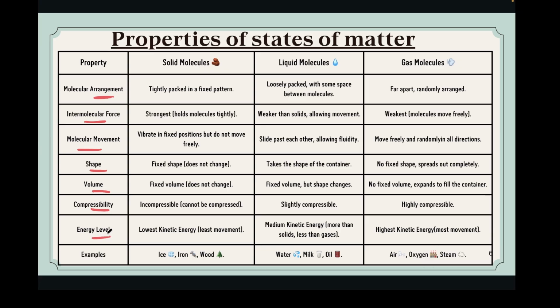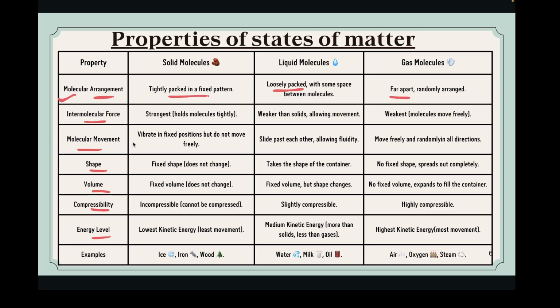So, starting with the molecular arrangement, in the solid state, molecules are tightly packed in a fixed pattern, and in liquid, molecules are loosely packed. They are close but not in fixed positions. And in gas, molecules are far apart. These molecules can move freely, or you can say they are randomly arranged.